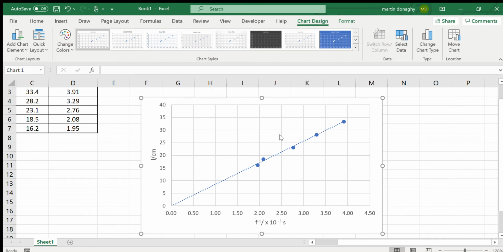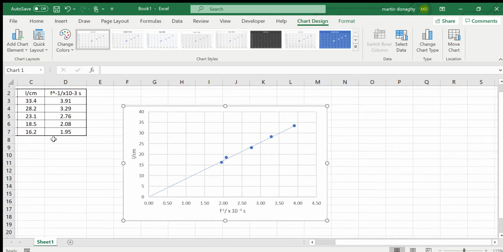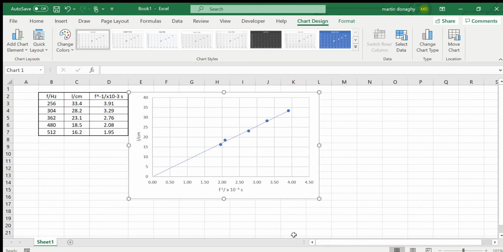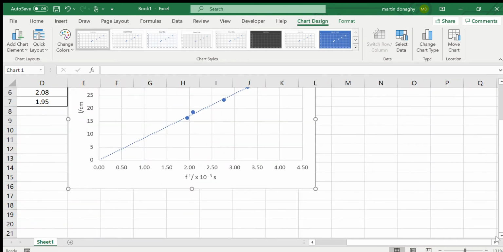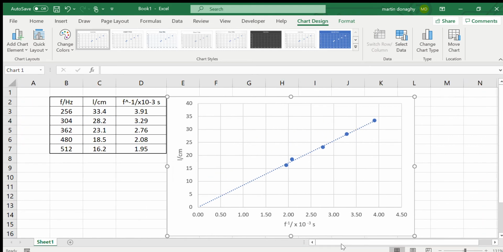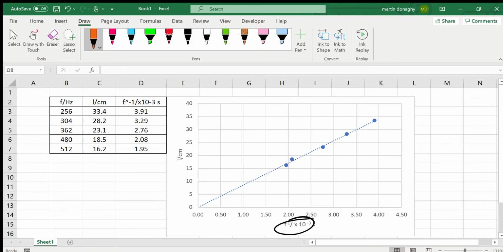Okay, let's look at the graph we should have drawn from the last lesson. If I zoom out a wee bit, I might be able to fit this all on the one screen. So we should have drawn a graph using our data with f to the minus 1, so 1 over f on our x-axis and L on our y-axis, and you should have got pretty much a straight line through the origin.